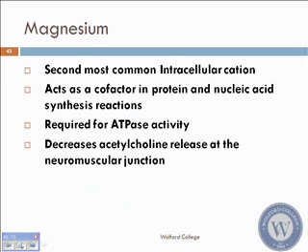Magnesium is the next electrolyte, in this case the next cation. It's actually the second most common intracellular cation. Okay? It acts as a cofactor in many proteins and nucleic acid synthesis reactions. And it's also very critical for the production of ATPase activity. It decreases acetylcholine release at the neuromuscular junction as well, which is something that normally you don't have to worry about because most magnesium is pretty heavily regulated.